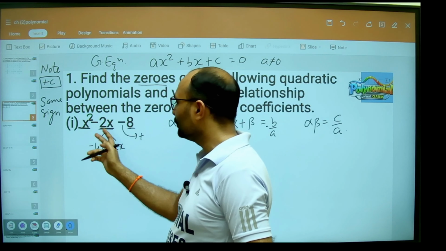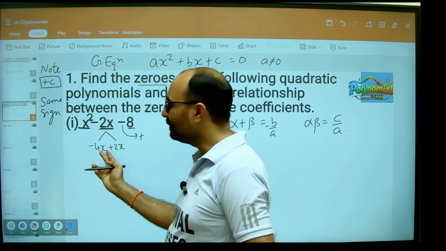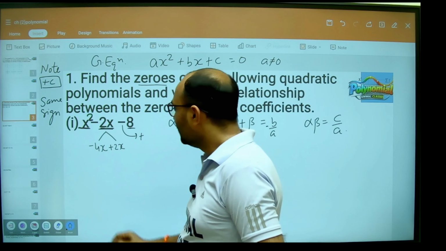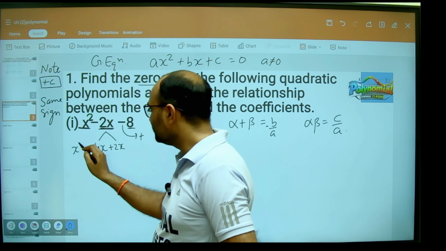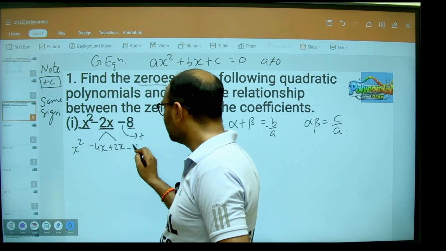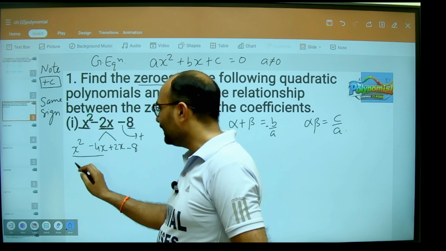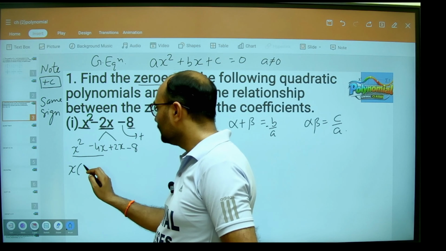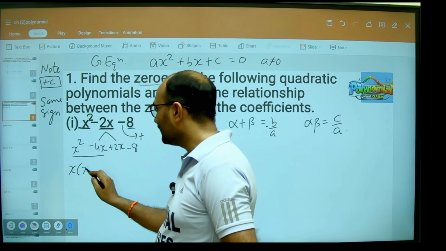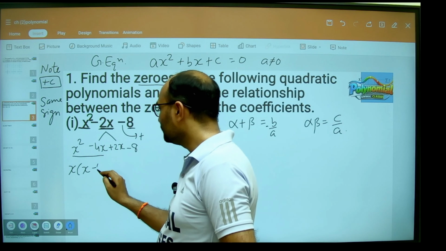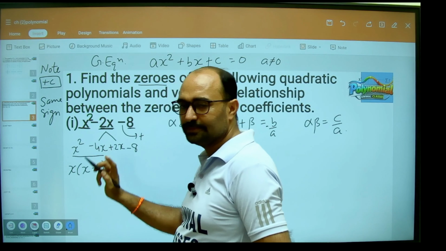Product of first and last should be equal to product of these. On simplifying, we get the middle term. We will write this term as it is. This is minus 8. Out of these two terms, what is common? X is common only. X is taken out common, we are left with x minus 4.